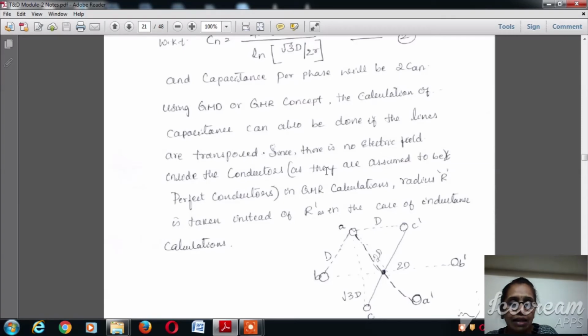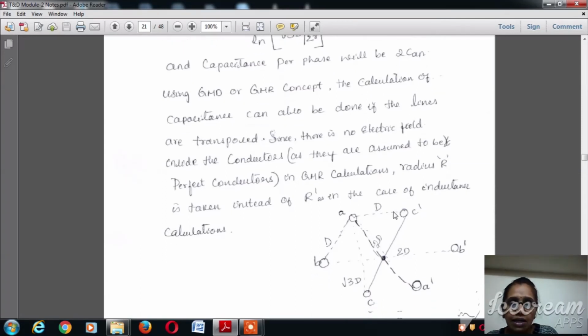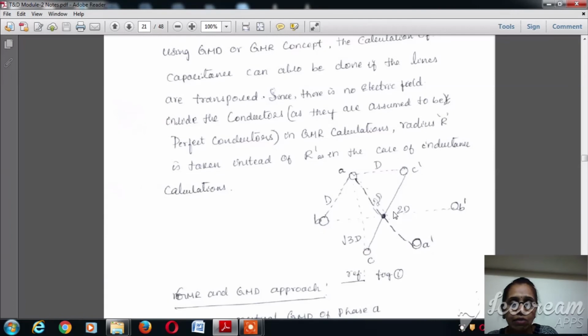That is, if the lines are transposed, at equal intervals the conductor has to occupy the same space. Since there is no electric field inside the conductors, as we assume they are perfect conductors, we consider that there is no electric field inside them. In GMR calculations, radius r is taken instead of radius r dash. If we remember the expression for the inductance, we always consider r dash as the self term, but here we are going to consider the radius as r instead of r dash.